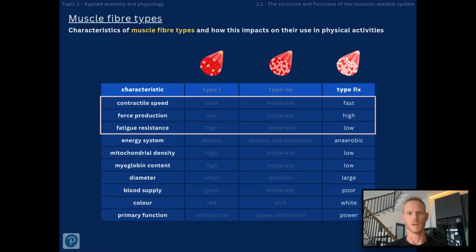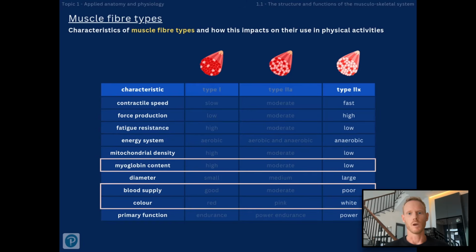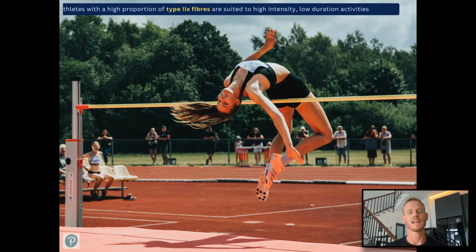Type 2X fibres contract extremely quickly and produce lots of force, but have low fatigue resistance, meaning they tire quickly. They derive most of their energy from anaerobic respiration, so they have small numbers of mitochondria and don't require much oxygen. As a result, type 2X fibres have a limited blood supply, low levels of myoglobin, and are white in colour. They're also larger in diameter than the other fibres, which is linked to the levels of force they produce. Athletes with a high proportion of these fibres might be suited to high-intensity, low-duration activities such as weightlifting, sprinting, and jumping events.